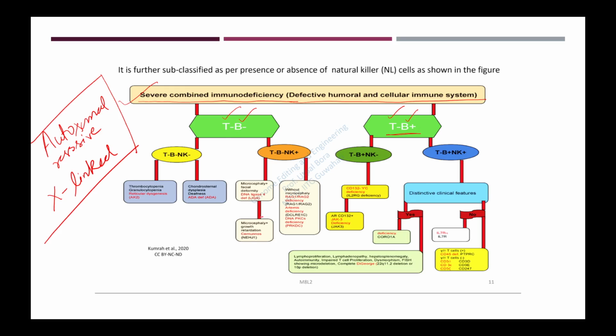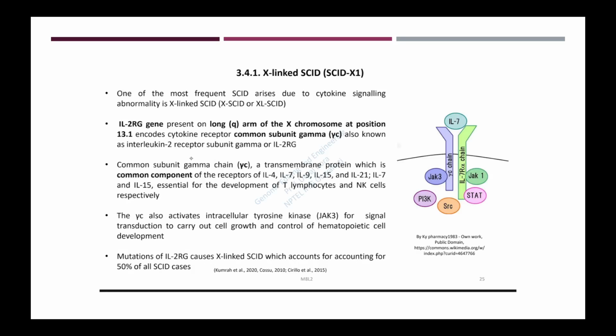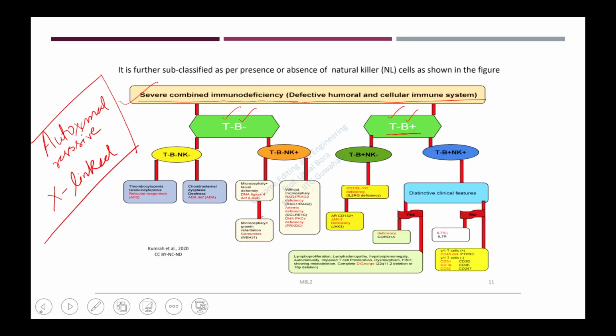So in T minus, B minus, we have T minus, B minus, NK minus, meaning all the immune cells like T cells, B cells, and natural killer cells are all absent here. That is the adenosine deaminase enzyme deficiency. Okay, and then we have T minus, B minus, but the natural killer cells are present. So here the RAG1, RAG2 deficiency, DNA-PKcs enzyme, these are all the deficient enzymes.